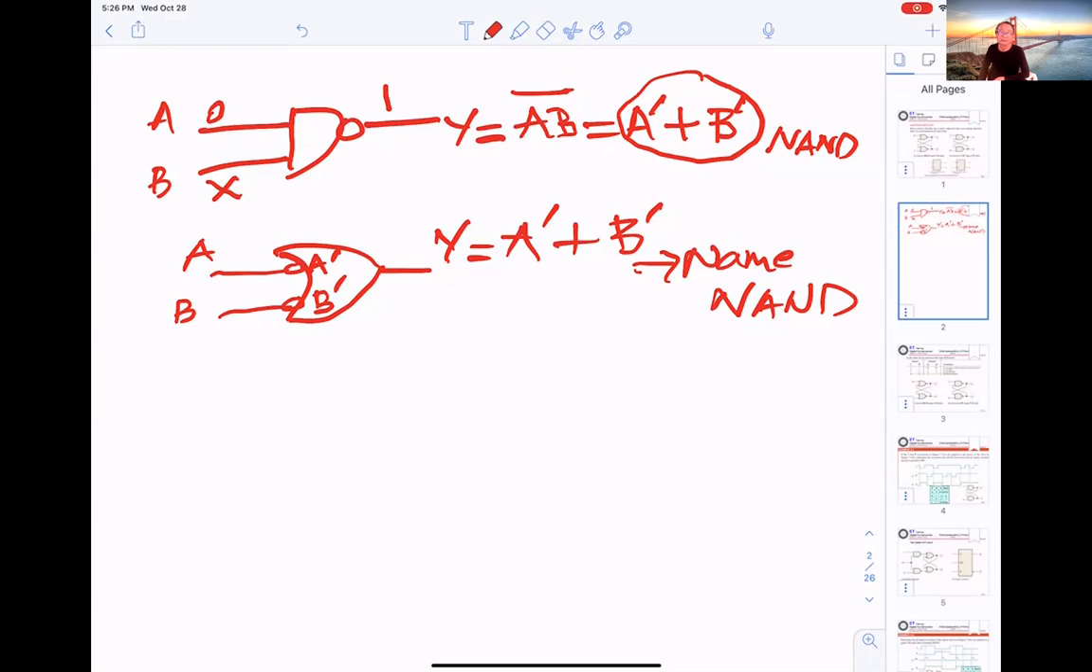And a NAND, one input 0, output must be 1. Yes. Yeah, any question?